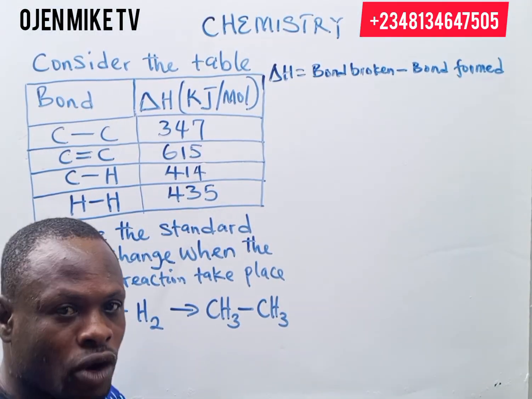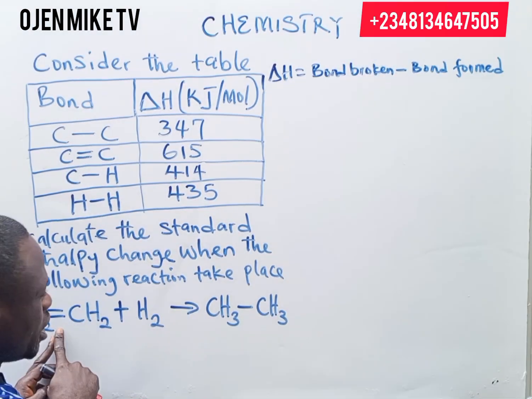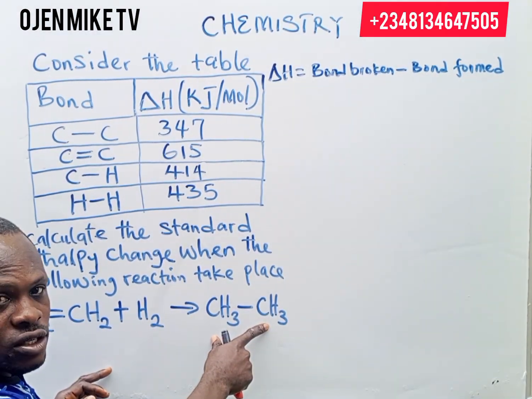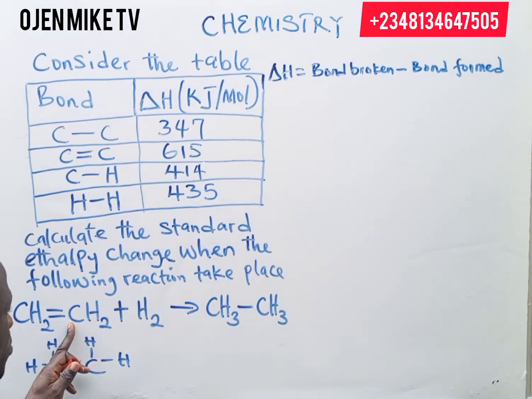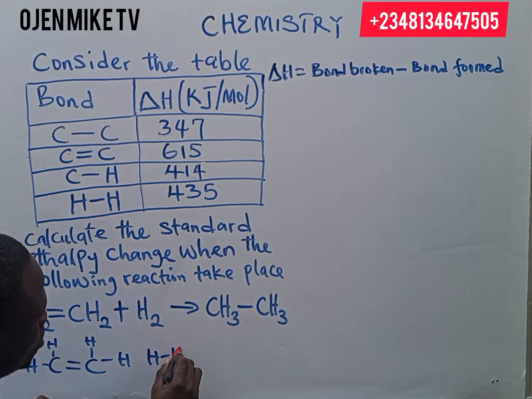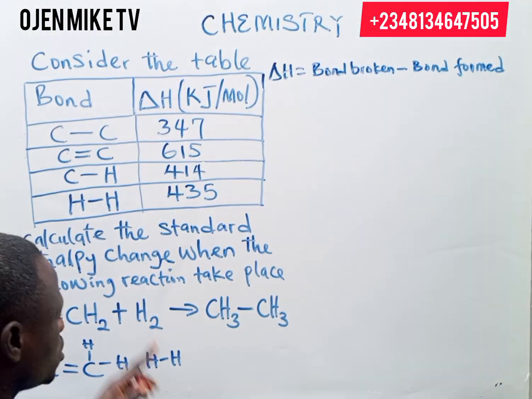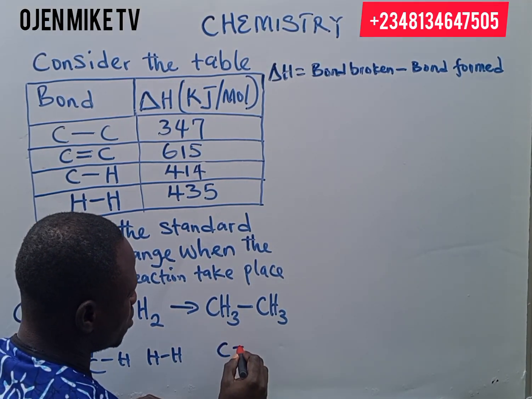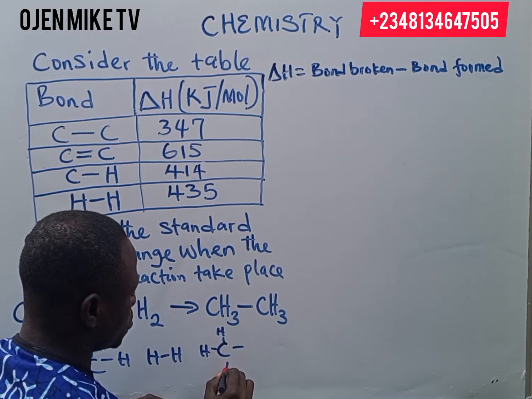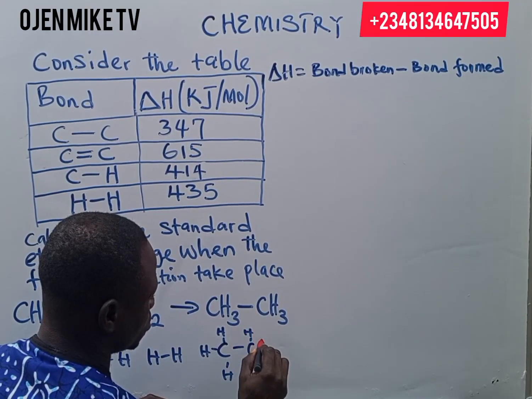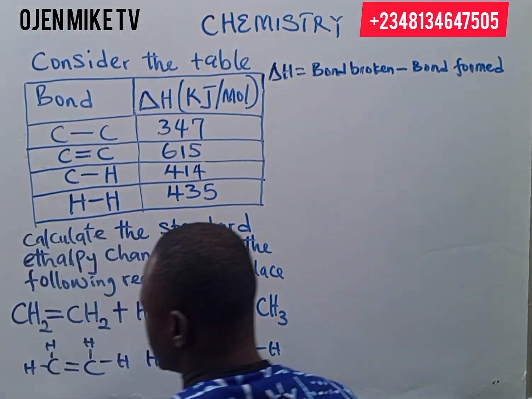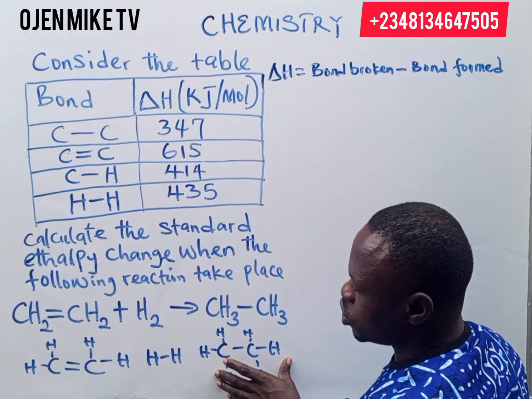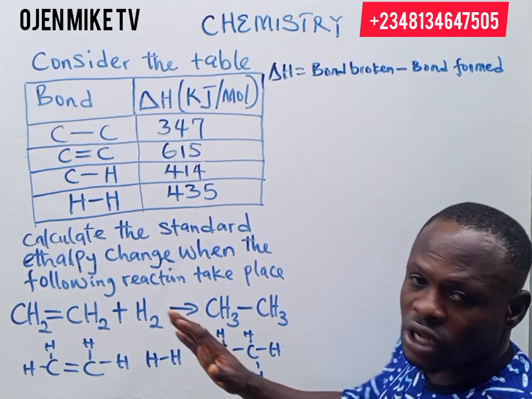This is the formula you are going to use. For bonds broken, what are the bonds that are being broken down? We have 18 here broken down to 18. You get that? This is how the hydrogen bond is expressed. So we are going to isolate this one and use it for our calculation.